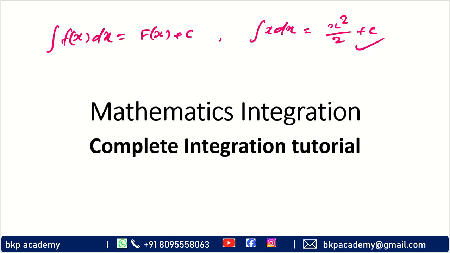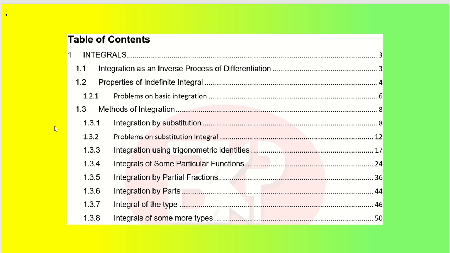In this particular session, we'll try to understand integration as an inverse process of differentiation. Like you already know differentiation, so we will be able to find integration as the inverse process. Then we will see integration properties, and then we will also see some basic integration problems.